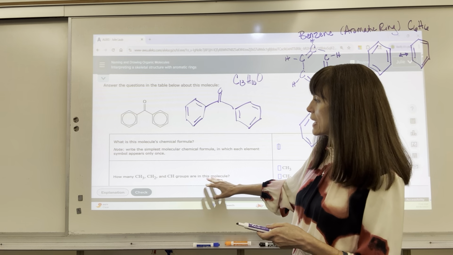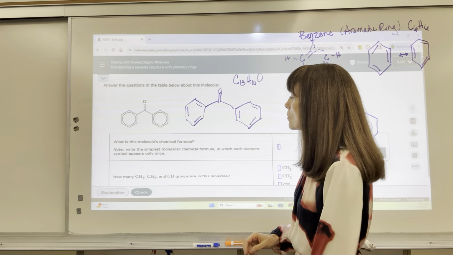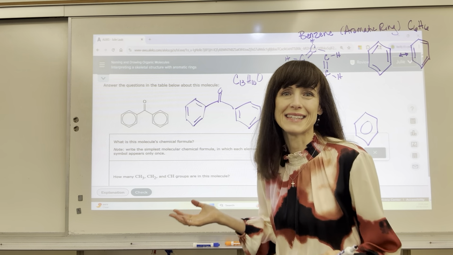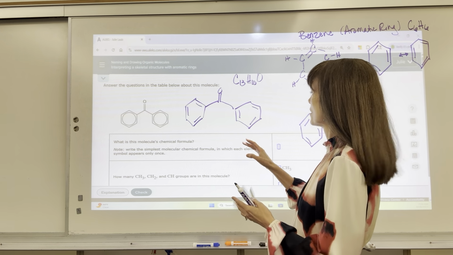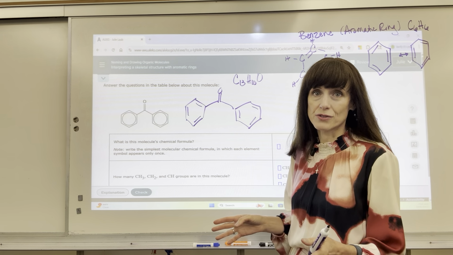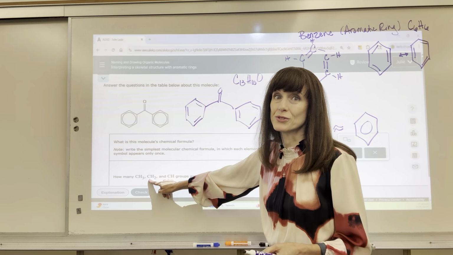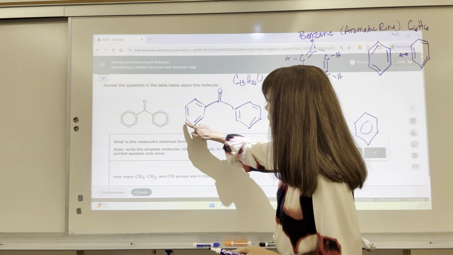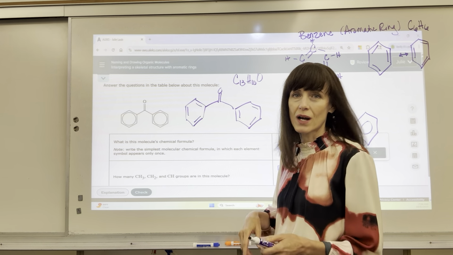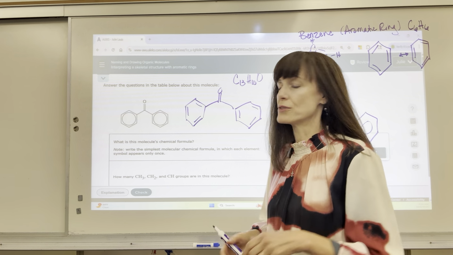And then down here it says how many CH3, CH2, CH groups do we have? Well, let's look. We don't have any CH3. There are no carbons with 3 hydrogens on it. We don't have any carbons with 3 hydrogens. In fact, we don't even have any carbons with 2 hydrogens. All of the hydrogens are bonded to carbon with 3 total bonds, and so there's 1 hydrogen.